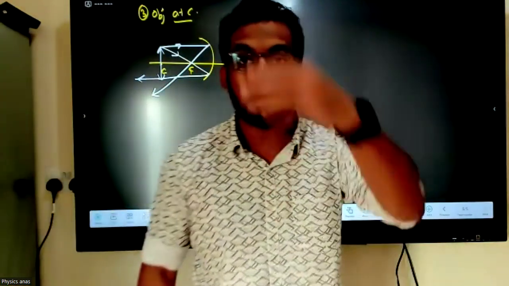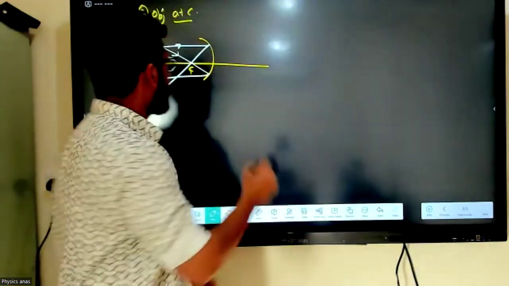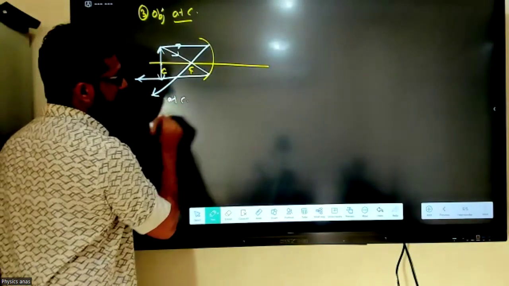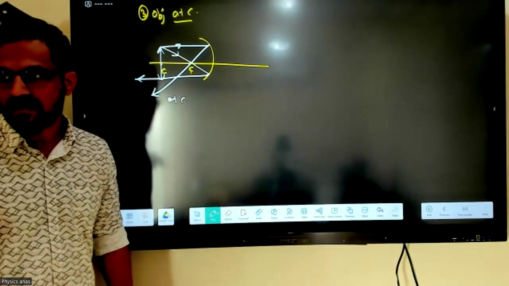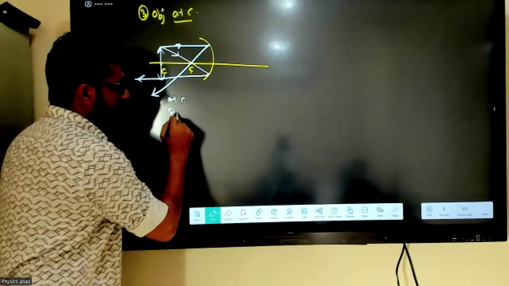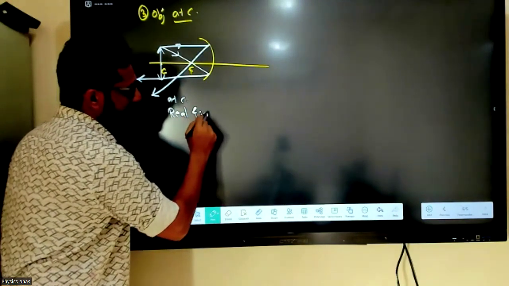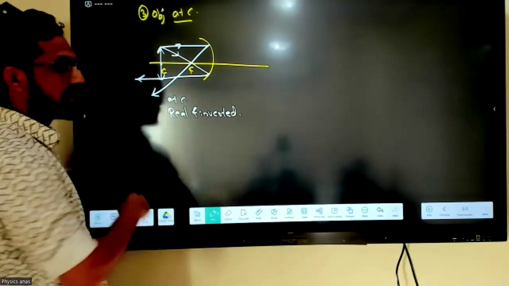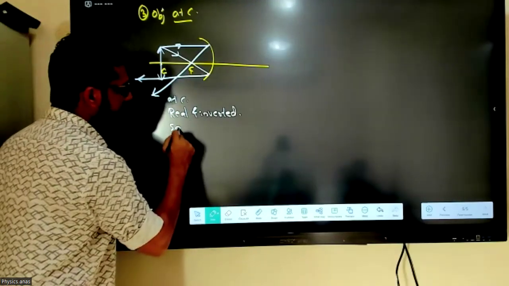Then where will you get the image? The image is at C. What is the nature of the image? It will be real and inverted. If it is real, it will be inverted. Then what about the size? The size will be the same.